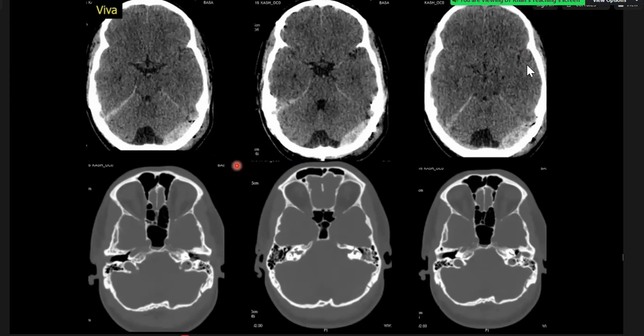So there is an acute subdural hematoma in the left occipital region, in the region of the left posterior fossa, abutting the left cerebellar peduncle. There's also some pneumocephalus there as well. I can see the subcutaneous air locules as well. In the bone window, there is a fracture through the bone as well.